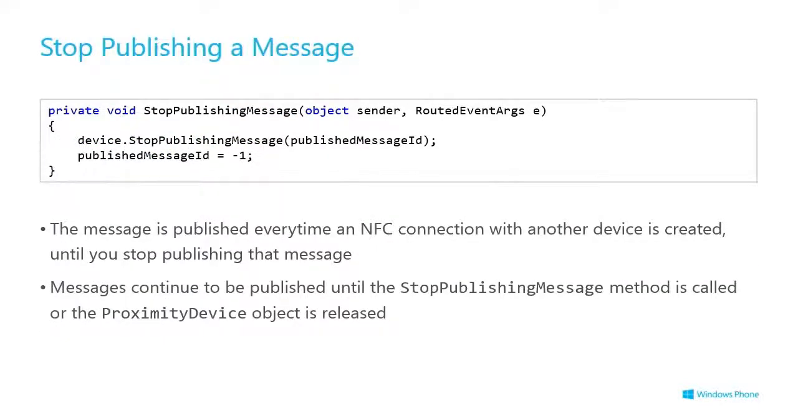You need to save that ID value because a publish is not a one-shot thing. Once you start publishing a message, it will be sent every time your device thereafter connects to another NFC device. So you keep on tapping devices together, or different devices. It will continue publishing that same message until you call stop publishing message or you null out that proximity device reference you've got.